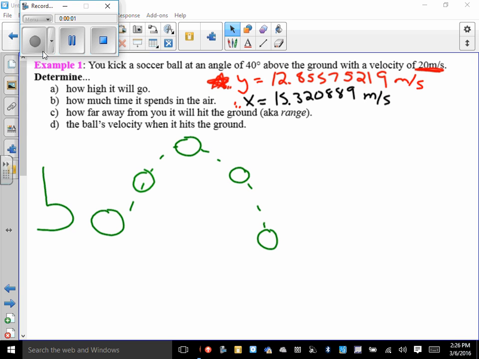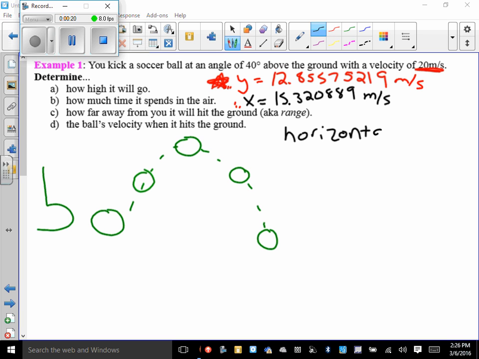The last couple of questions here. How far away from you will it hit the ground? This is also known as range. So right away, we should zero in that we're talking about horizontal, right? How far? I'm looking for this displacement here.